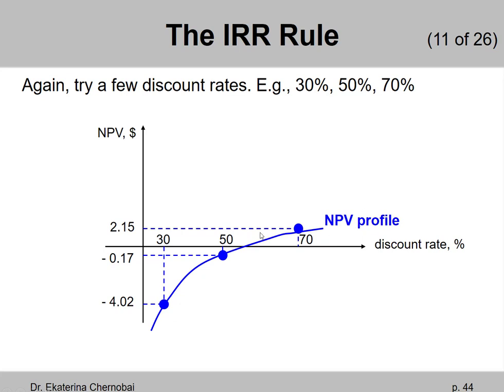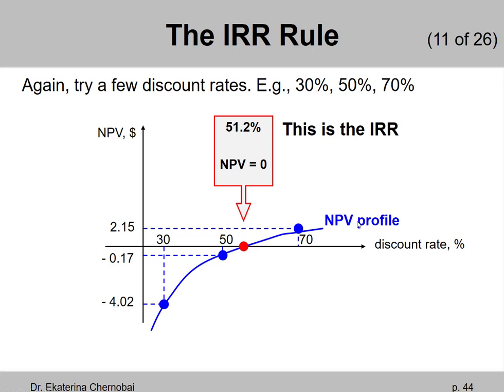However, here it's an upward sloping line, right? So everything is like an upside down mirror image of what we had before. An interesting thing is that the IRR in this case is the same as before, 51.2%. You can also check it in the financial calculator, right? So the IRR itself has not changed.